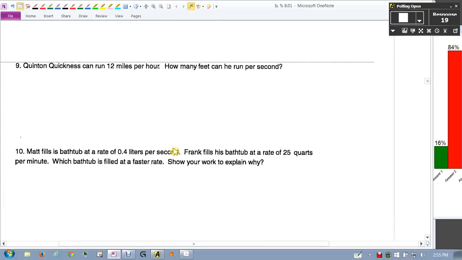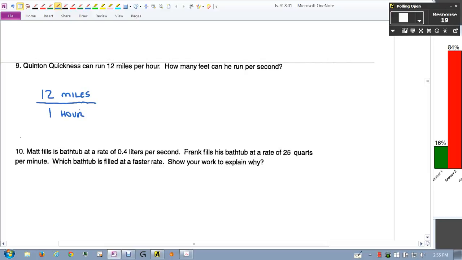Number 9. Quinton Quickness can run 12 miles per hour. How many feet can he run per second? All right, so watch the way I'm going to do this. We have not seen one of these yet. He runs 12 miles per hour, per 1 hour, right? That's what it means to say he runs 12 miles per hour.